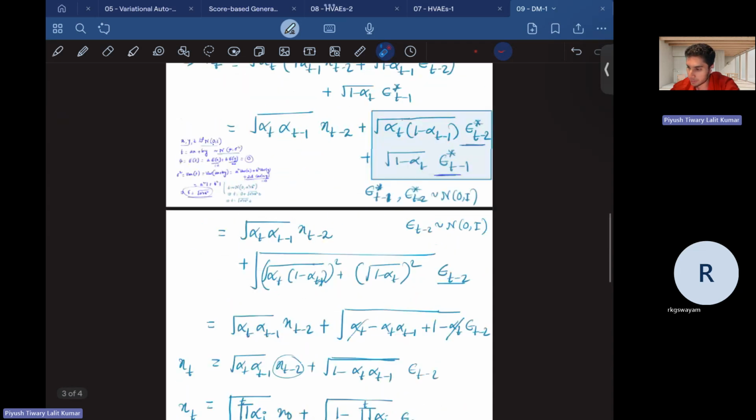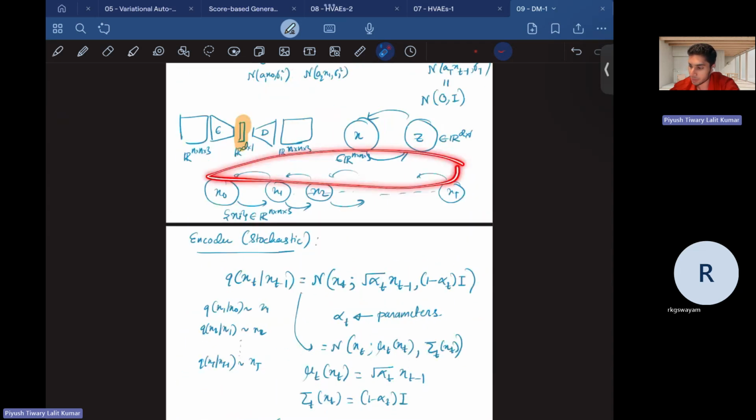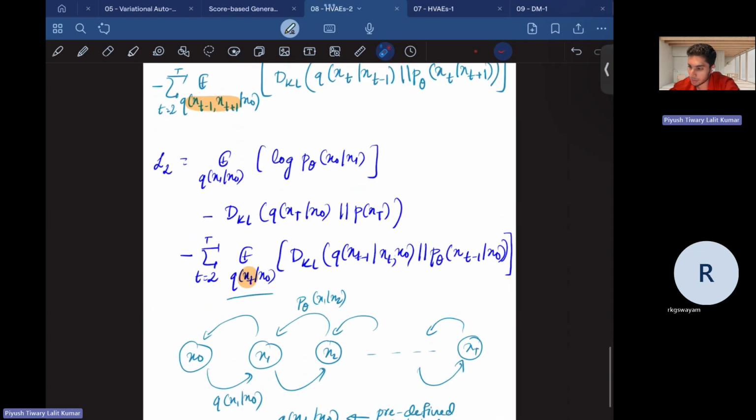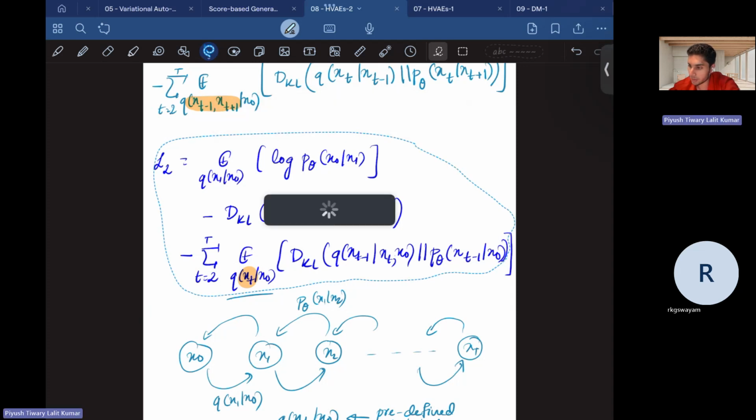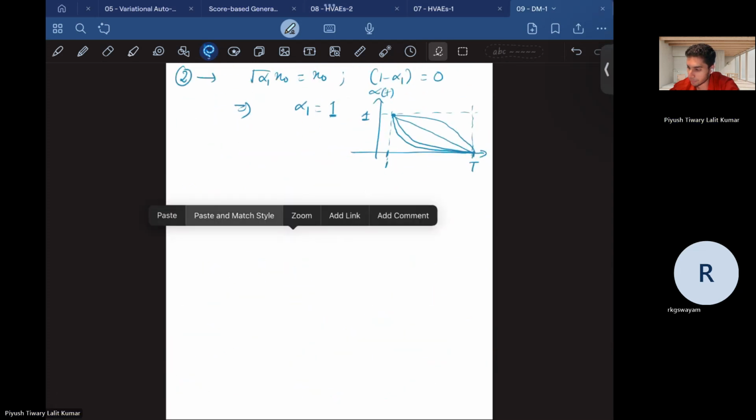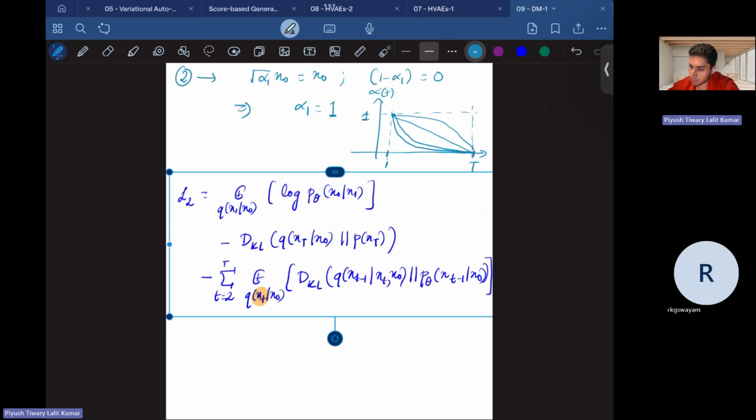But the thing that is of our interest is the reverse process, which is what we are going to learn. If you want to generate a new data point, you're going to start from some noise and run the reverse process. That is what we want, end of the day. And for that, we have seen this equation. It's not weird, it's quite beautiful, quite intuitive. This is going to be our learning objective.